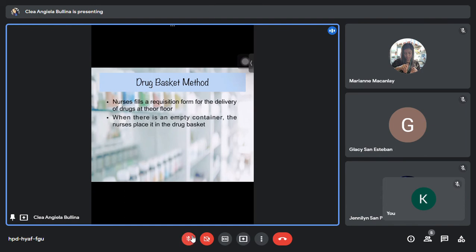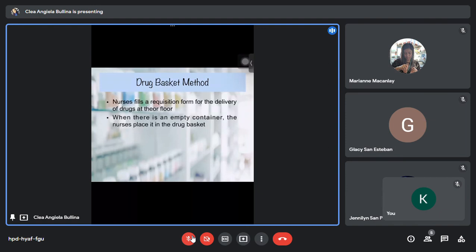The drug basket method is a method wherein the nurses fill a requisition form for the delivery of drugs at their floor. So when there is an empty container, class, the nurses place it in the drug basket. And once the basket is completed, delivery of drugs is done via messenger services.